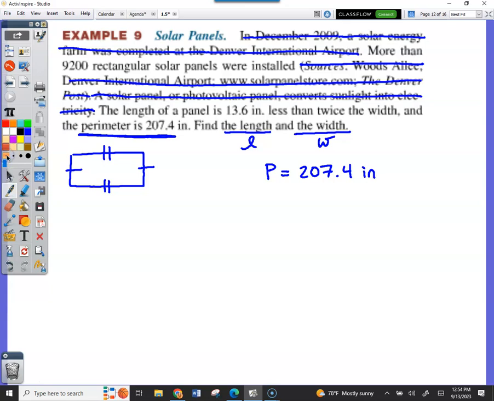I'm going to write in a thinner marker. You've got length plus width plus length plus width equals the 207.4. Well, what do you notice? There are 2 lengths and 2 widths, which is the more intuitive formula to use. In fact, I would just memorize it, or start with the long way but then get to the intuitive way. Either way.